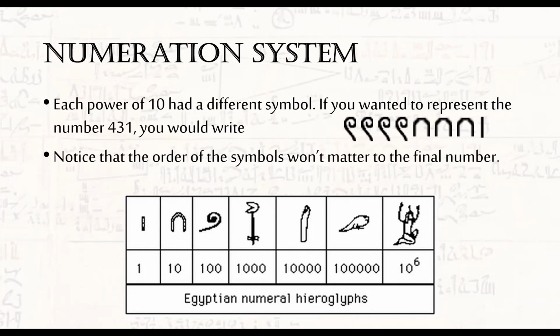Another thing that's really easy to do in this numeration system is to multiply things by 10. All you do is replace all the coils of rope with lily pads, all the hobbles with coils of rope, and all the ones with hobbles. So not too bad, right? Easy enough.